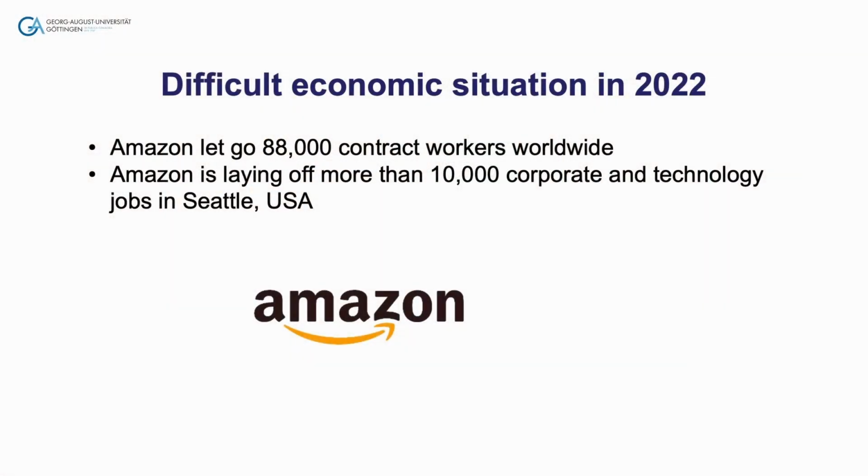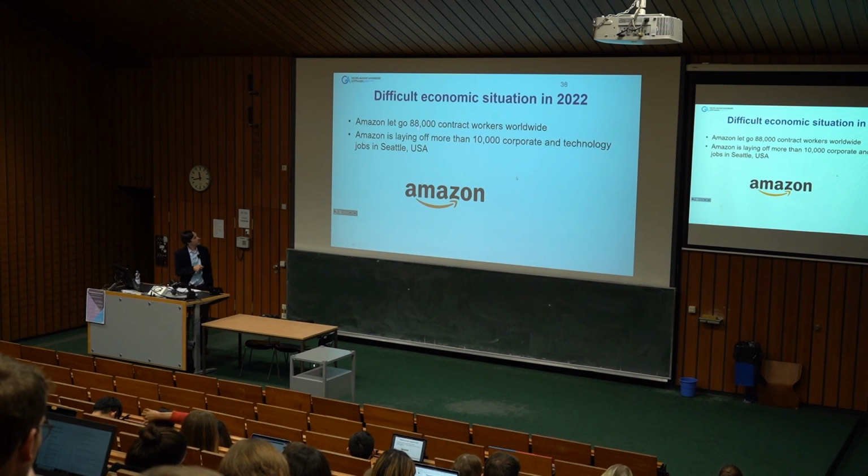Corporate example, Amazon again. Amazon already let go 88,000 contract workers this year, contingent workforce. In addition, they're also laying off another 10,000 people in corporate and technology jobs in the US. So it's very easy for them to adjust the labor force by relying on contingent workers, and that's also what they do. It's an American profit-oriented company, and that's the harsh reality.